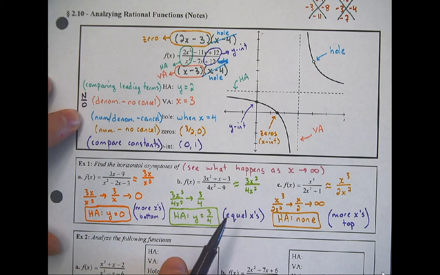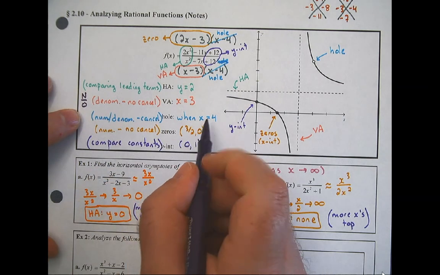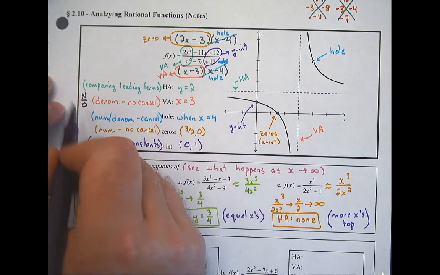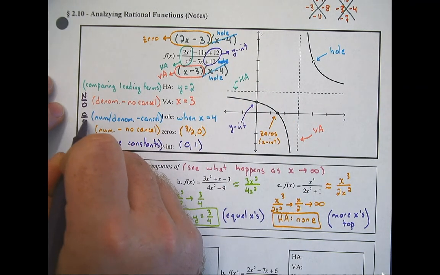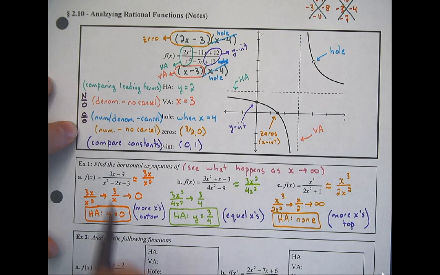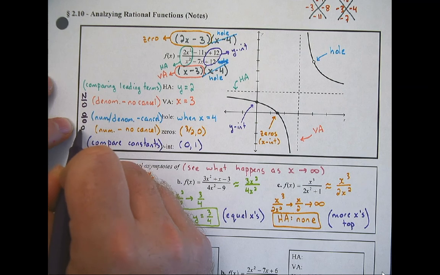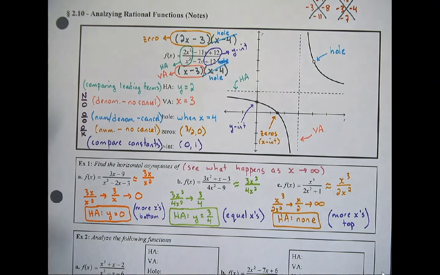The numerator and denominator cancel. That means when I put 4 into this function, I'm going to get a 0 on the top and a 0 on the bottom. 0 over 0 creates a hole. And then the numerator that doesn't cancel, that's when there's a 0 on the top and the bottom doesn't cancel out. So that turns out to be okay.